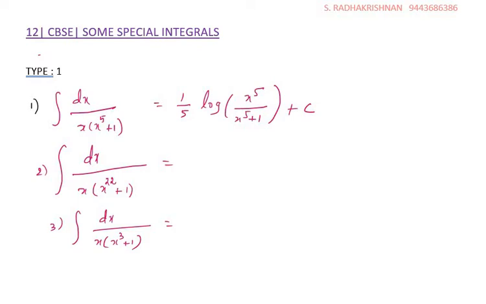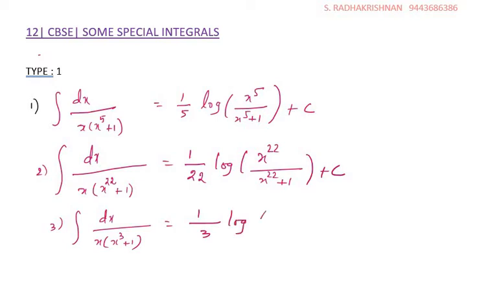I think now you can say the answer for the second question. Can you say what will be the answer for the second question? This is nothing but 1 by 22 log of x power 22 by x power 22 plus 1 plus c. That's all. Now see the third question. If I take 1 by 3, the power is 3. So 1 by 3 log of x cube by x power 3 plus 1 plus c. This will be the answer.